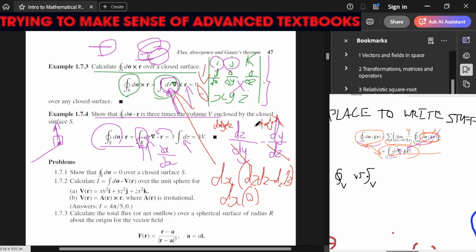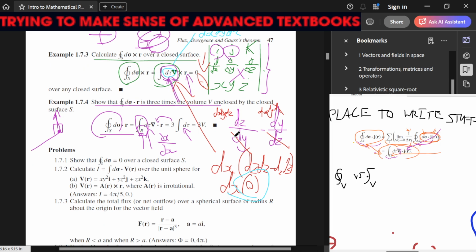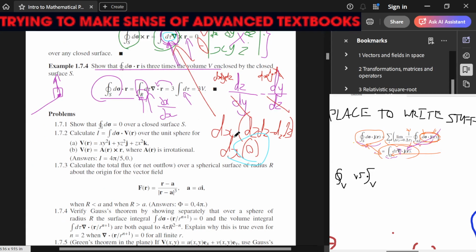I didn't think this would actually lead anywhere, but it kind of did lead somewhere. But I based this off of what I thought was nonsense, which is changing this to dx, dy, dz. It kind of worked out. I don't know. It's good enough for me.